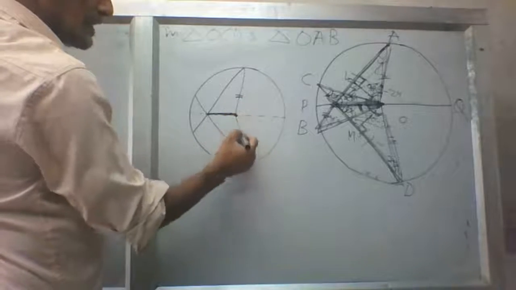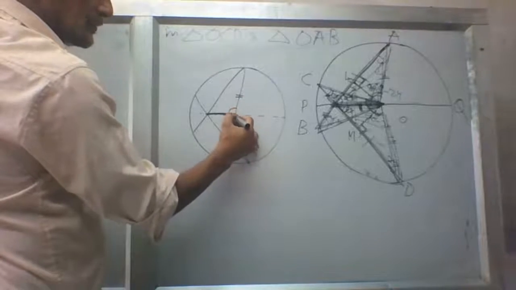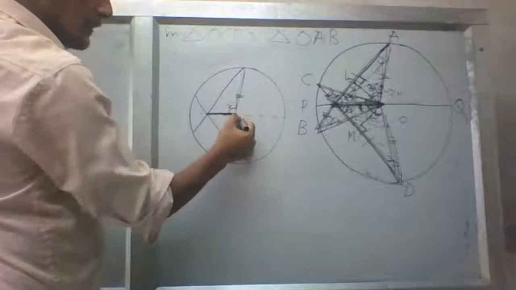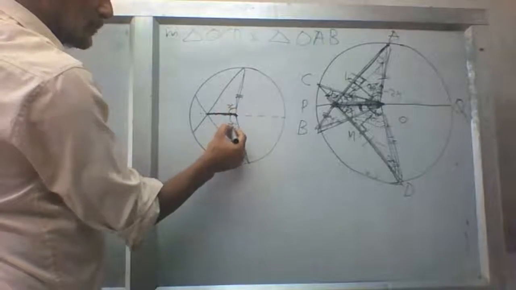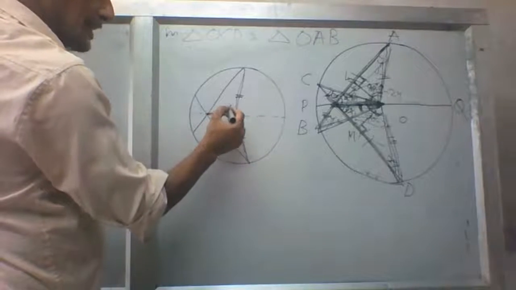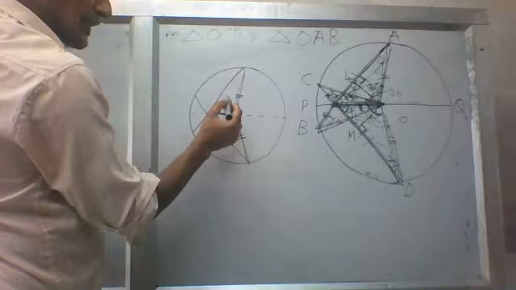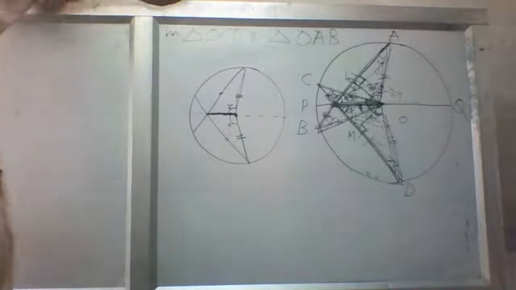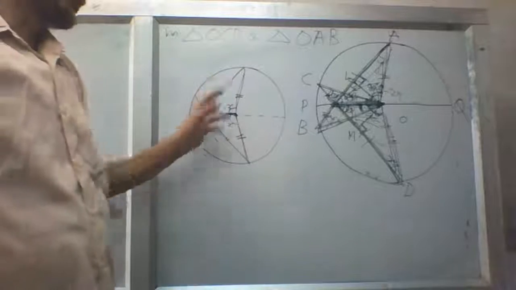If these two arms are equal, it means this angle is equal to this angle, x. Side is equal to side, angle is equal to angle, common, so side is equal to side. Means side angle side property. This triangle is congruent to this triangle, which means this side is equal to this side. The first part you have proved.